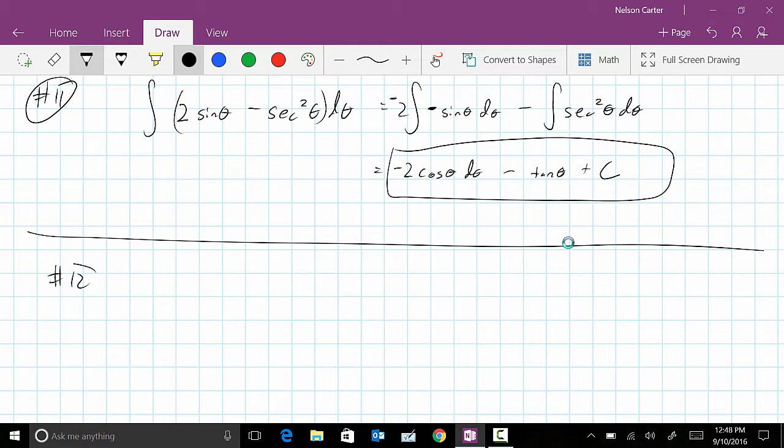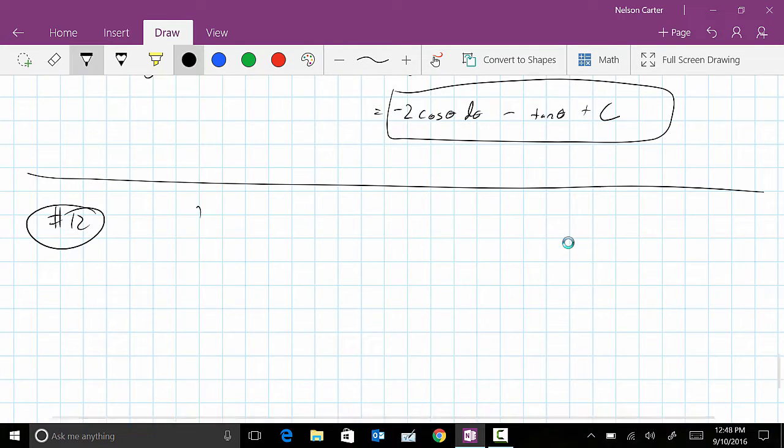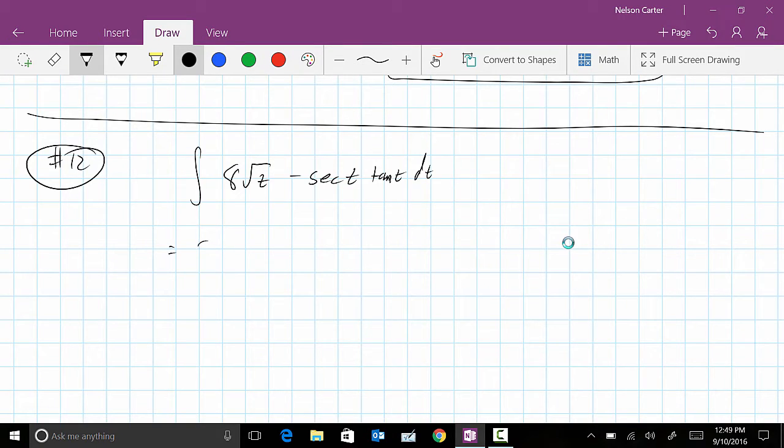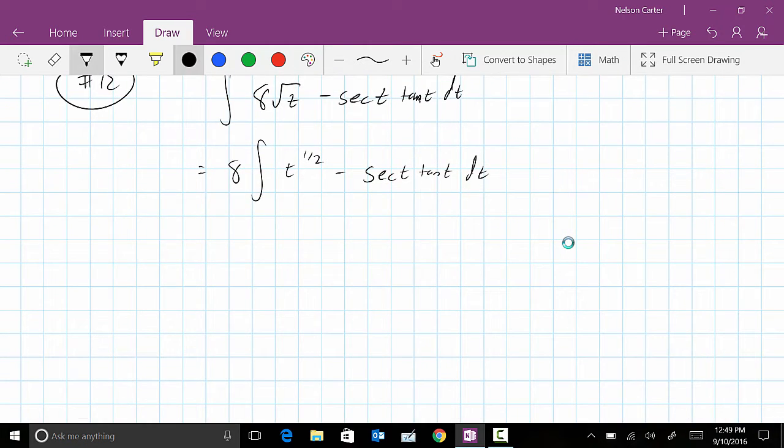All right, number 12. Okay, here's one. So suppose you have the integral of 8 times the square root of t minus the secant of t times the tangent of t dt. All right, so first of all I can pull the 8 out. I have the integral of t to the power 1/2 minus the secant of t times the tangent of t dt. Okay, well, let me see.